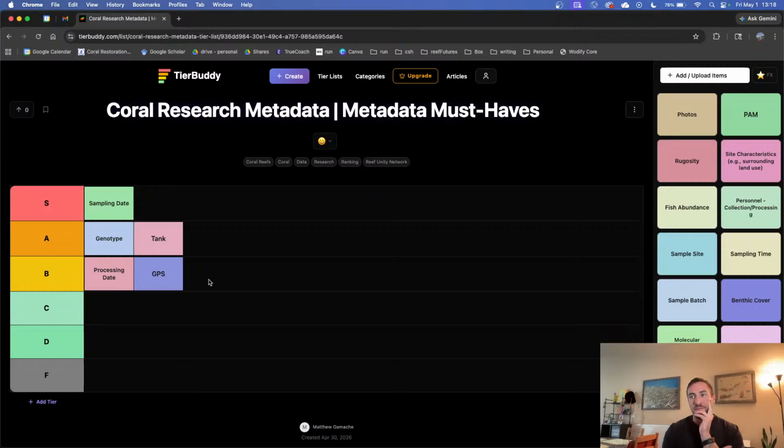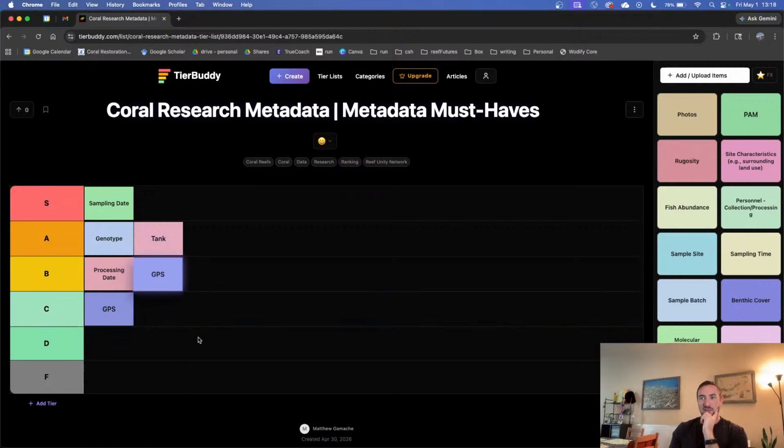be fine. I think it's a little more important if you're trying to show differences on a finer scale. So like within reef, or if you're really trying to tie geography, latitude and longitude, climate zones basically, then I would want it. But precise GPS coordinates, it'd be a nice to have. Which I said was C tier, I think, when we were starting. So we'll move it to C tier for now.